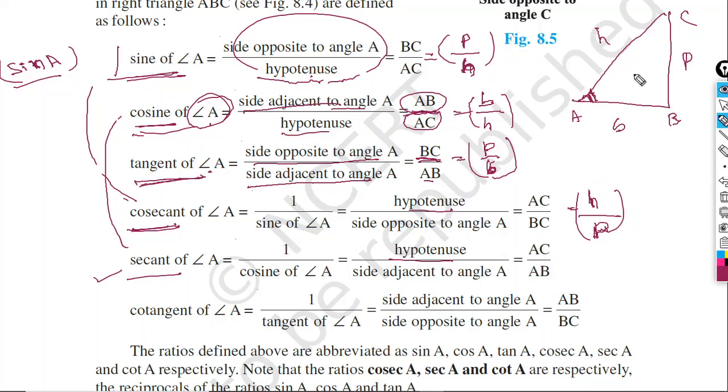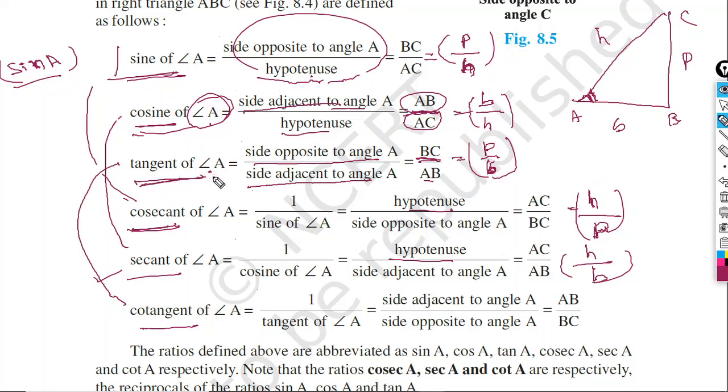Now look at the figure. Who is AC? AC is equal to H. H by AB is your B. Okay, put in bracket. Now we will move to cotangent. Cotangent has the relation with tangent. Tangent, cotangent. Okay.